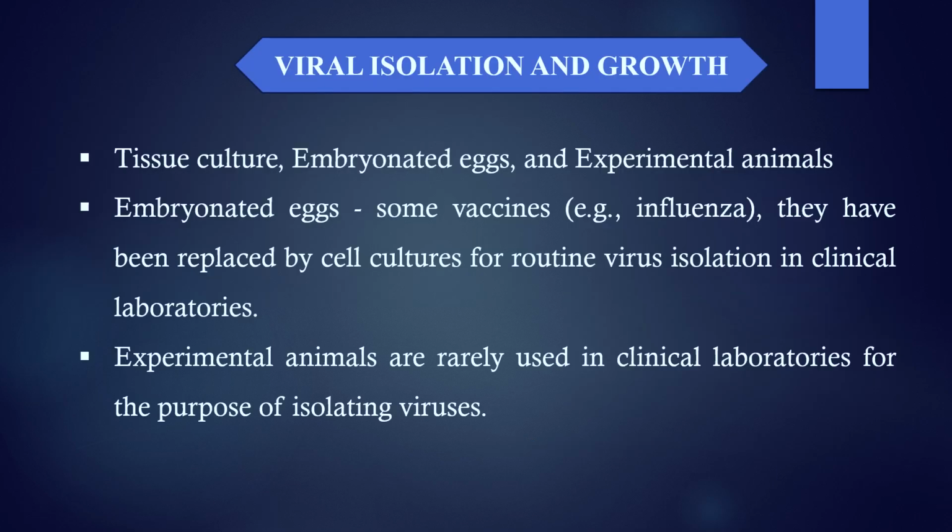Virus isolation and growth techniques. A virus can be grown in tissue culture, embryonated eggs, and experimental animal models. Embryonated eggs are still used for the growth of virus for some vaccine production. They have been replaced by cell cultures for routine virus isolation in clinical laboratories. Experimental animals are rarely used in clinical laboratories for the purpose of isolating a virus.